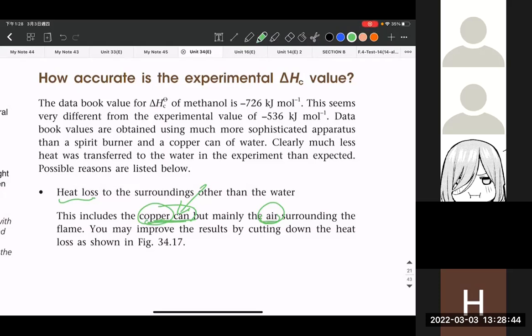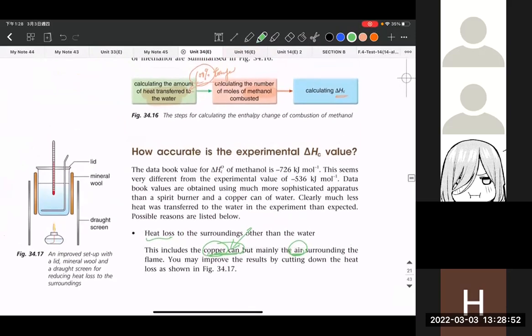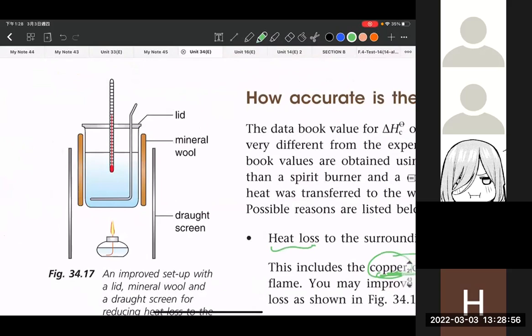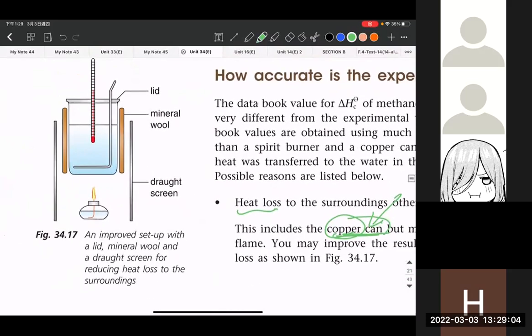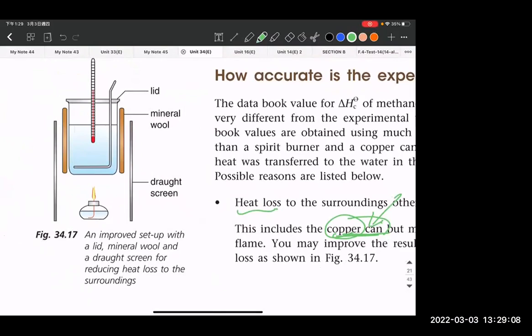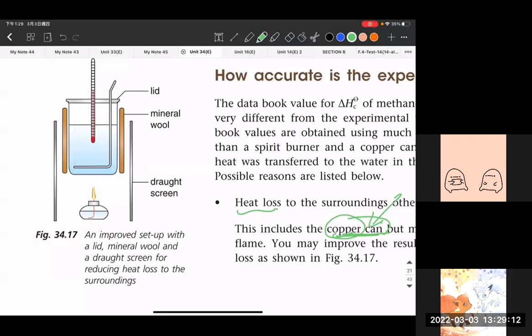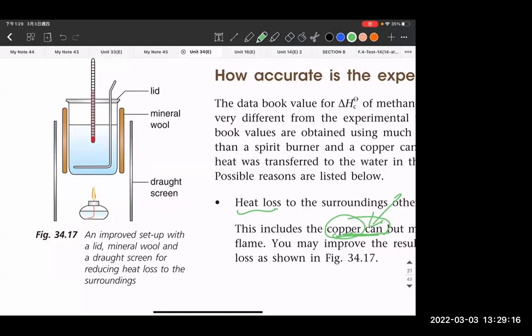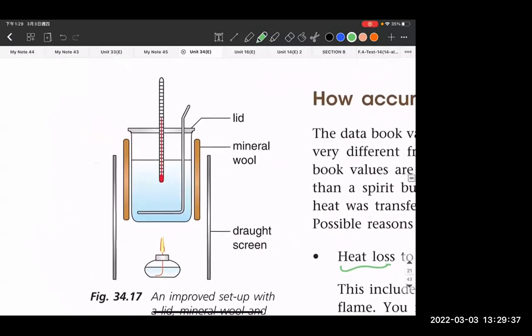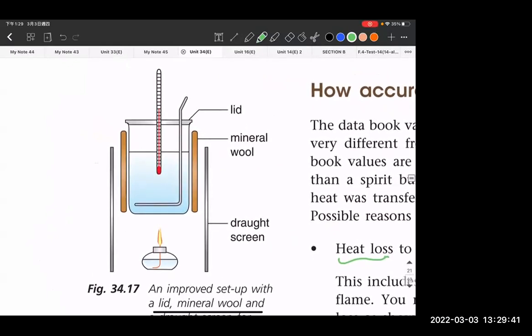But the air is quite hard to measure, right? How will you improve the design? Now we have got many improved designs. Okay, this is one of them. So what has been made in order to reduce the heat loss to the surroundings? What has been added? Can you see that? What have been added in this setup? Now this is a so-called improved design, right? What have been added, and what is the purpose of it?